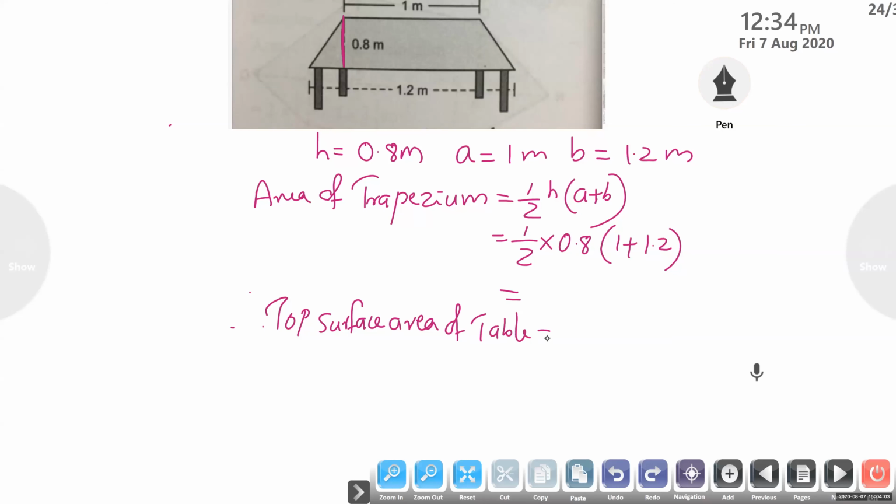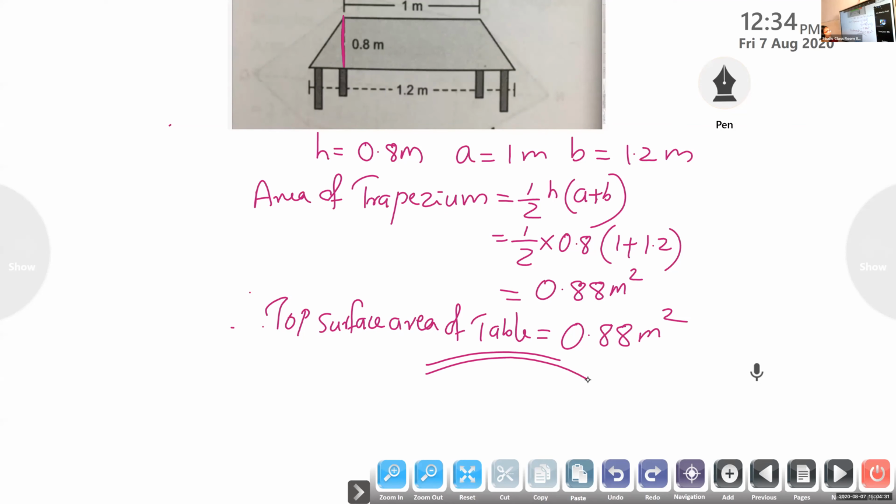0.88 meter. 0.88 meter square. Simple calculation, decimal values, addition and multiplication.